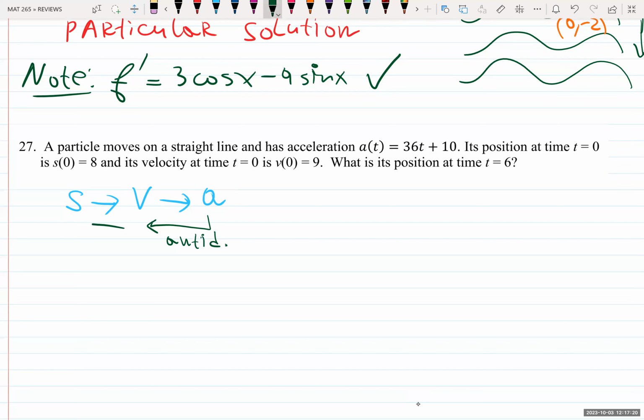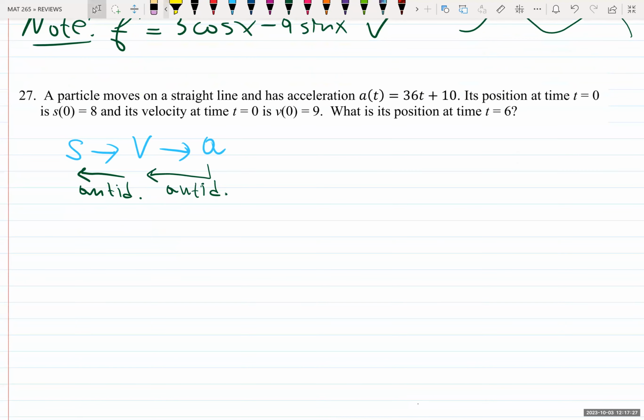Antiderivative one more time. The problem is we don't want to have C every time, and that's why they gave us 2 initial conditions now, one for S and one for V. We're going to use both.